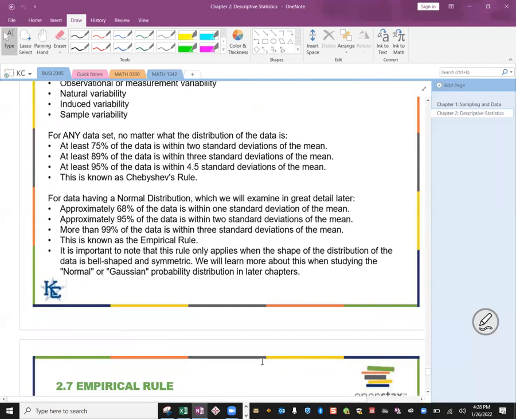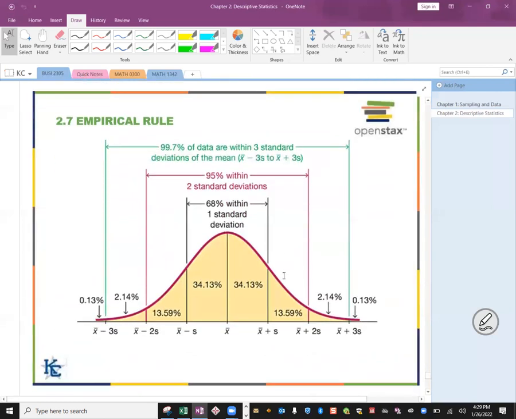is the empirical rule. And the empirical rule talks about how approximately 68% of data is within 1 standard deviation of the mean when it's normally distributed. 95% of the data is within 2 standard deviations of the mean, and 99% of the data is within 3 standard deviations of the mean. So this is a pictorial representation of the empirical rule.